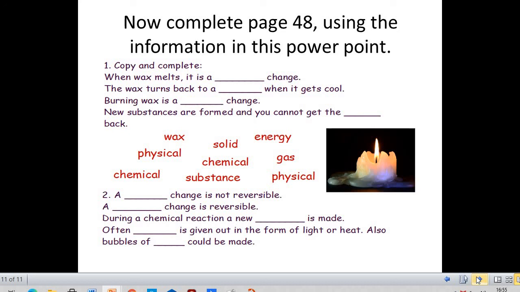And then, I know you're going to skip a couple of pages now, if you can complete page 48 for me, please, using the information in this PowerPoint, and the words are given to you there. So you've got when wax melts, it is a blank change. So you're going to fill in those words into the blanks there.